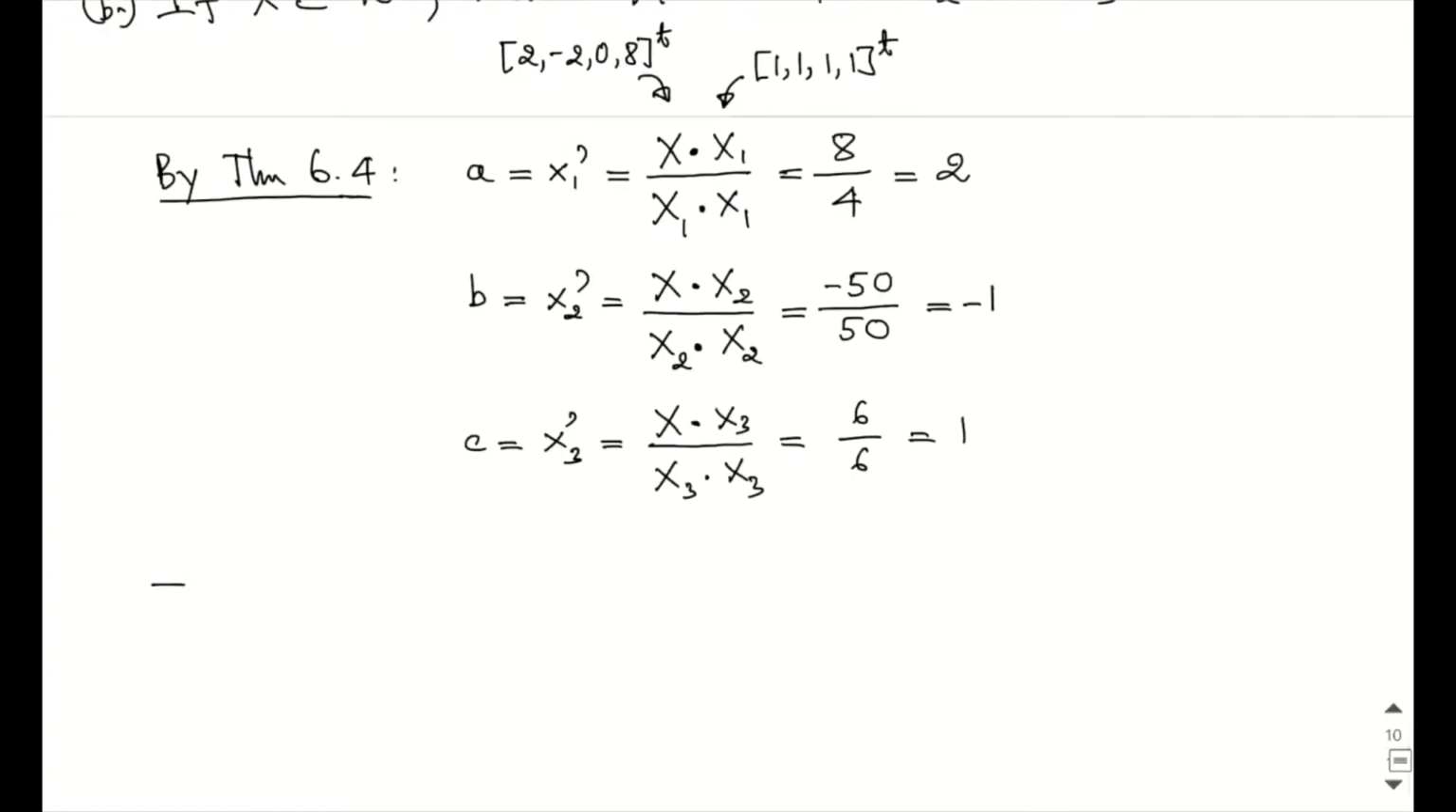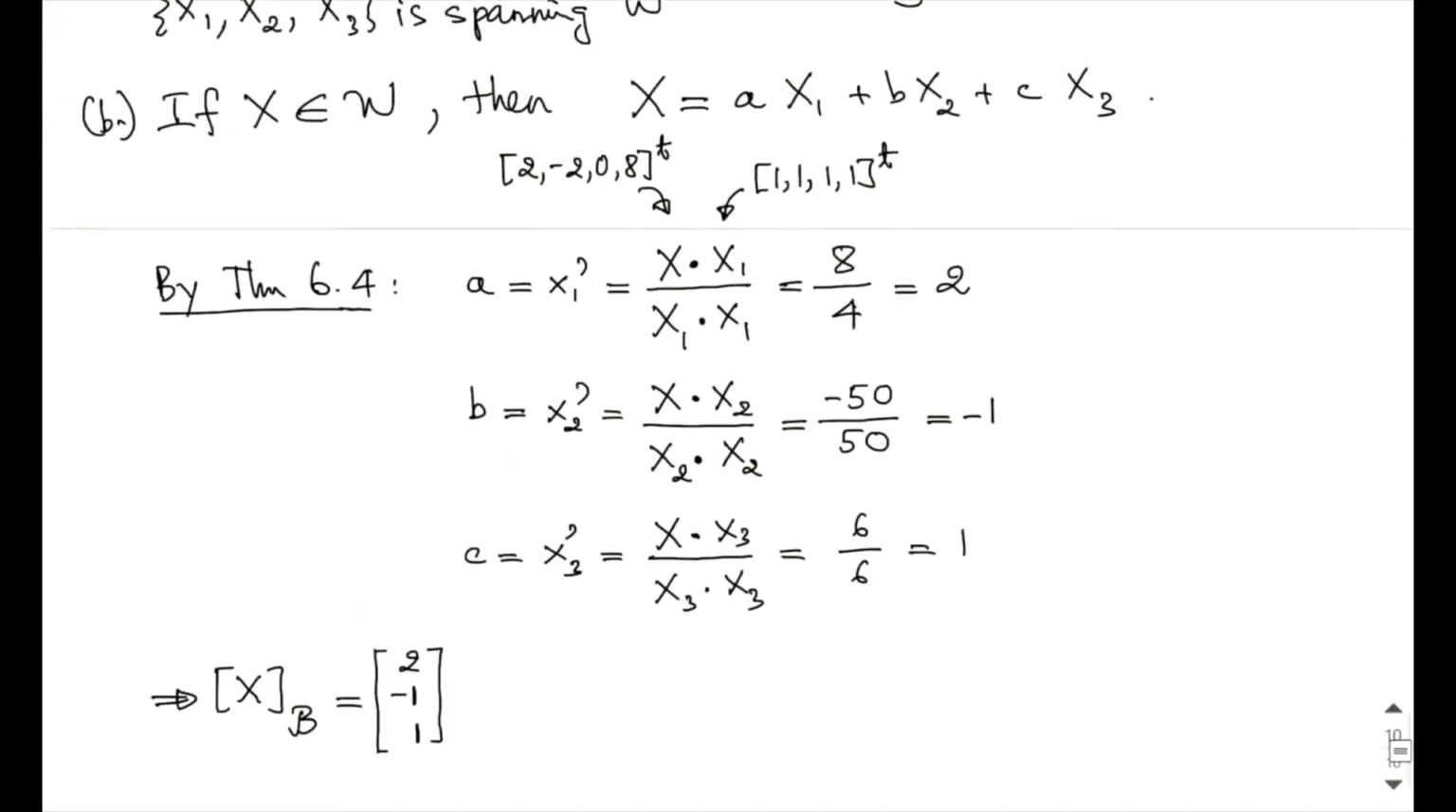All this implies that the coordinate of the vector x with respect to B is going to be 2, -1, and 1. And so you have seen that the computation is way less than solving a system of linear equations to solve for a, b, and c, right? In the previous chapters, we always had to solve the system here to get a, b, and c, and to get the coordinate. Now the coordinate can be computed very easily if the basis is orthogonal.